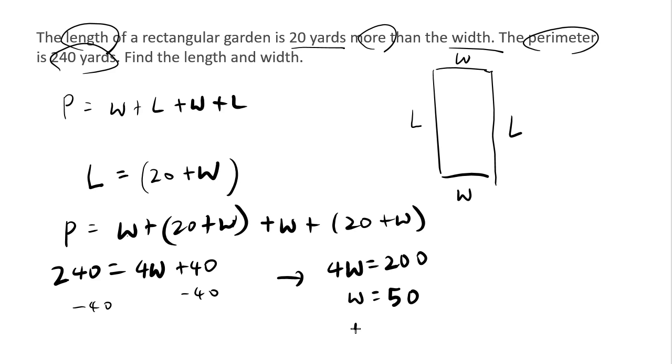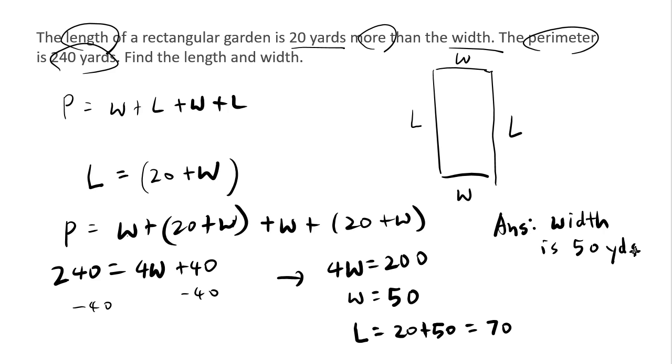And because length is 20 plus the width, don't stop here. Look at the question. It's asking for both length and width. So now it's 20 plus 50, which is 70. And when you write the answer in a word problem, you have to be careful, because you need units. So width is 50 yards, and length is 70 yards. Okay, so that's our answer.